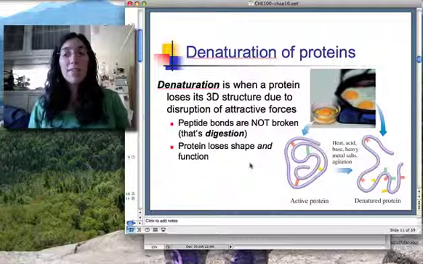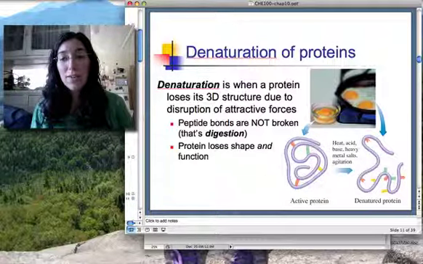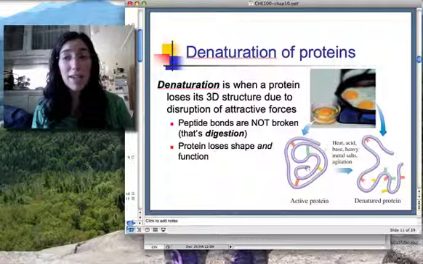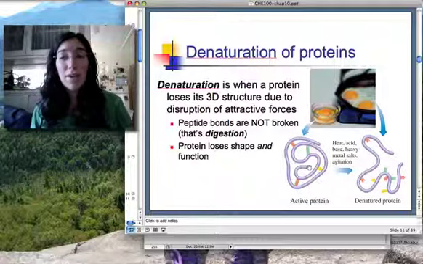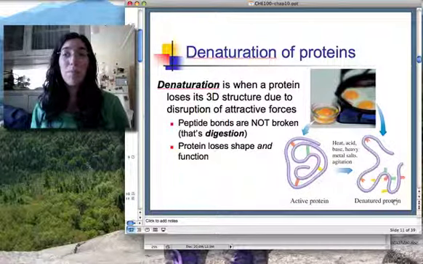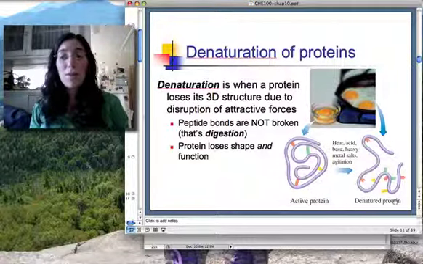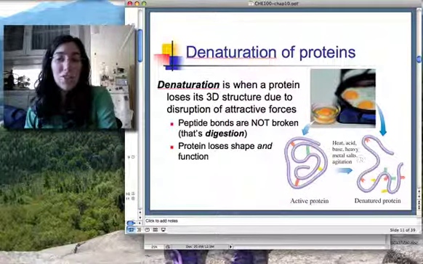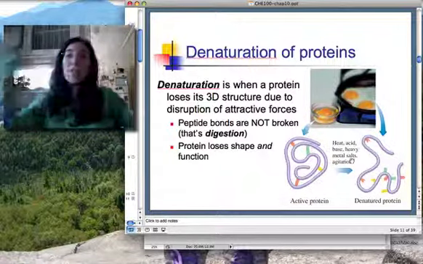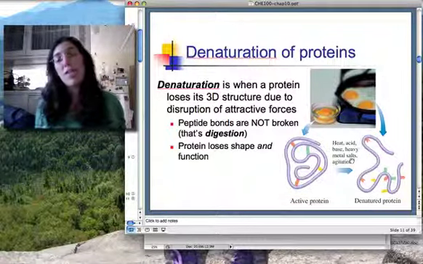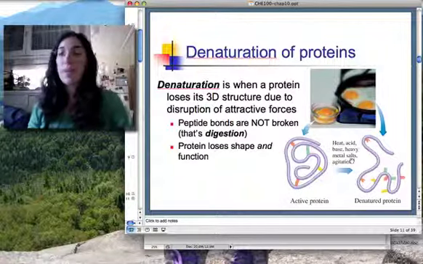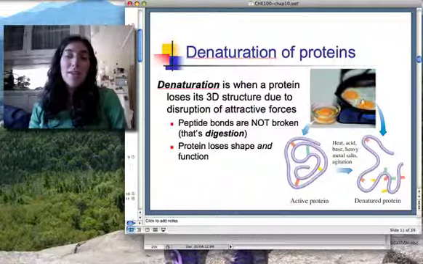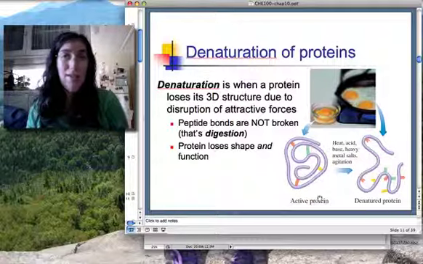So the key here is that peptide bonds do not get broken. So here's your amino acid chain, that are all held together by peptide bonds in this long string of amino acids. None of that chain gets broken. The protein itself is still the same sequence of amino acids, but all of those different intermolecular attractions, those hydrogen bonds, the salt bridges, you break all of those, the protein loses its shape, now it's denatured, it doesn't have the same function.